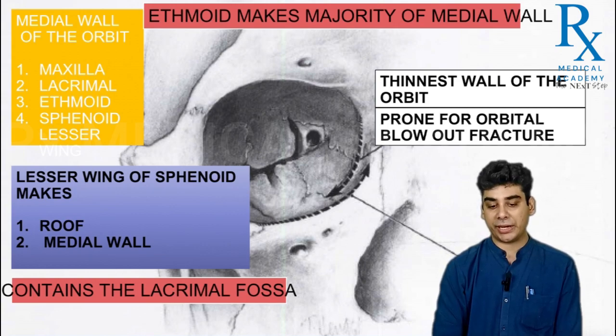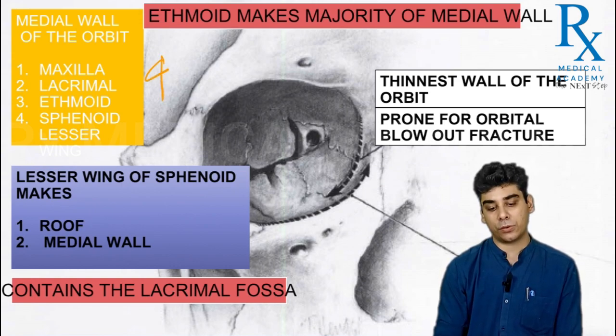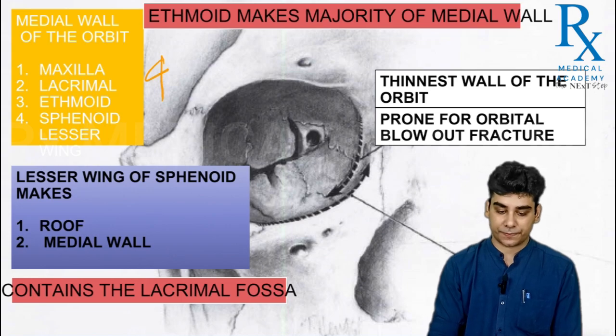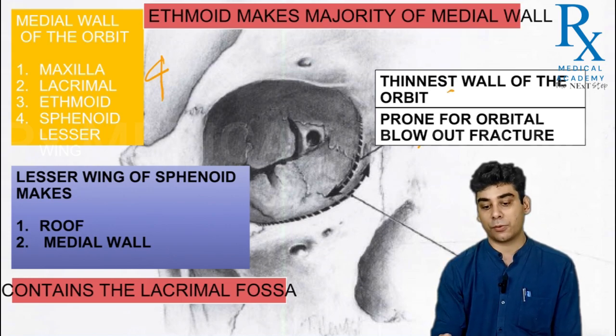Next we'll talk about the medial wall. Medial wall, जैसे मैंने कहा था, it is the weakest wall yet made up of 4 bones: the maxilla, the lacrimal bone, the ethmoid and the sphenoid bone. Because it is the thinnest bone, it is also prone to fractures, blowout fractures.